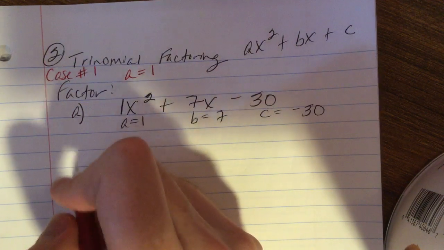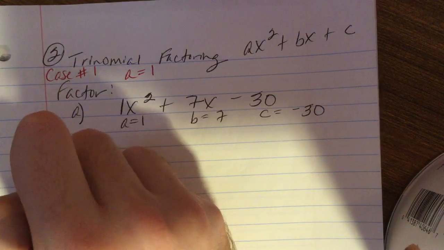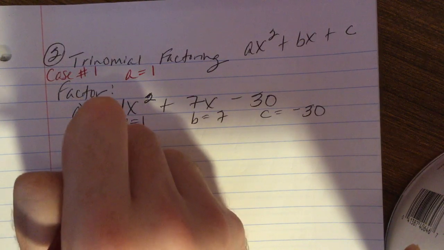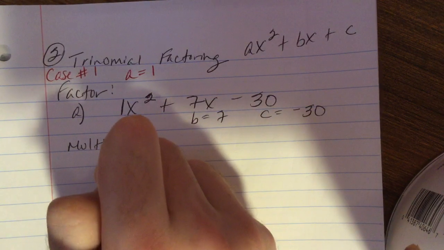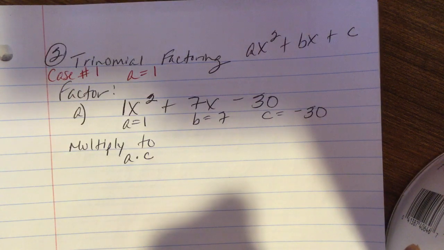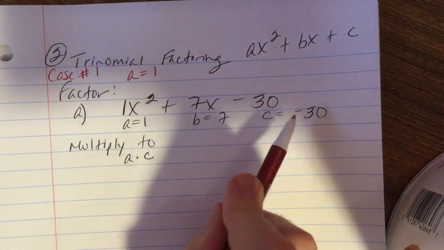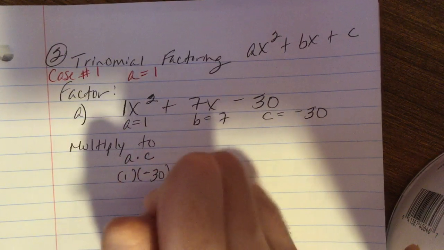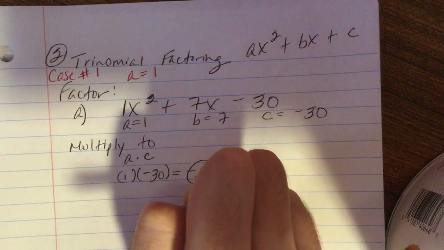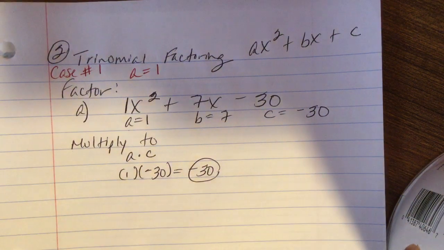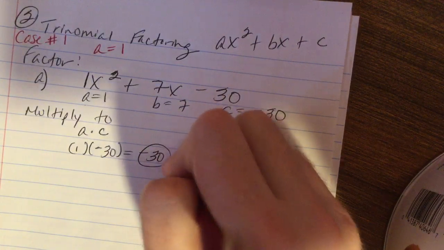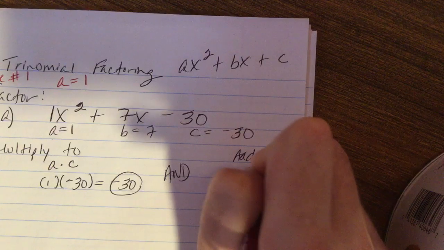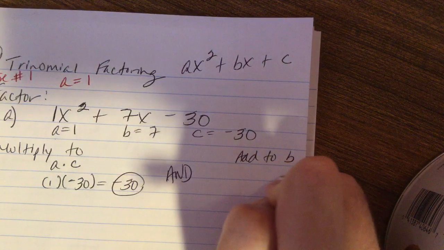And as a reminder, when we factor trinomials, we want to find a pair of integers that multiplies to be the a times the c value, which in this case a is 1 and c is negative 30. So we want to take 1 and multiply by negative 30. So we want a pair of integers that multiplies to be negative 30. And the other condition is that it has to add to be the b value, which is a 7.